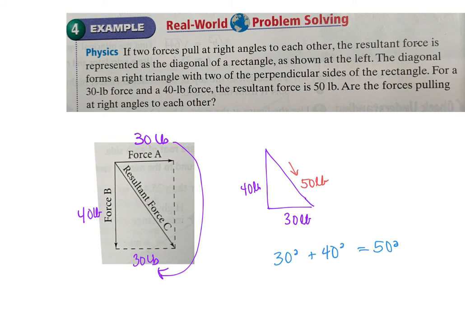Is that true? 30 squared is 900, right? 40 squared is 1600. 50 squared is 2500. Is that true? Yes, they are pulling at perfect right angles. All right, so forces work the same way if they're using a right angle to do it, which most of your force problems do use right angle trig. So look at the top of page 587. The Pythagorean theorem for forces with 70 and 60 pounds. Yes or no, are they pulling at right angles?